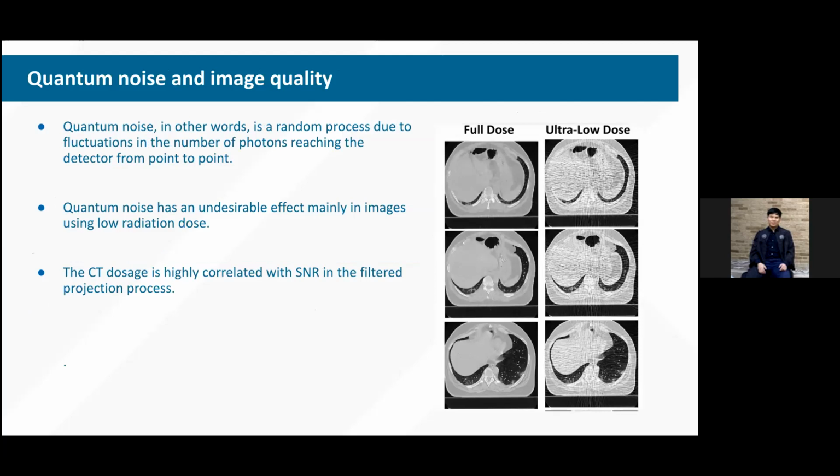And quantum noise has an undesirable effect, mainly in imaging using low radiation dose, because there's a trade-off between the dose and the image acquisition. With low dose imaging, the image will be noisier, but high dose imaging will give us a better image, but will also increase future radiation risks for the patient. Therefore, for each specific imaging task, it is important to choose the appropriate radiation dose so that we have a reasonable signal to noise ratio, which means the noise is not too high and the signal can be visualized.